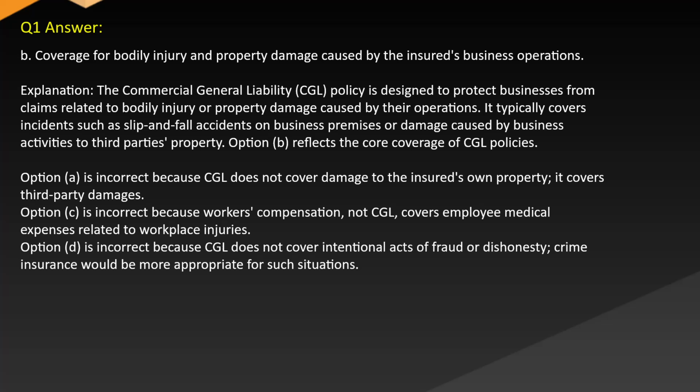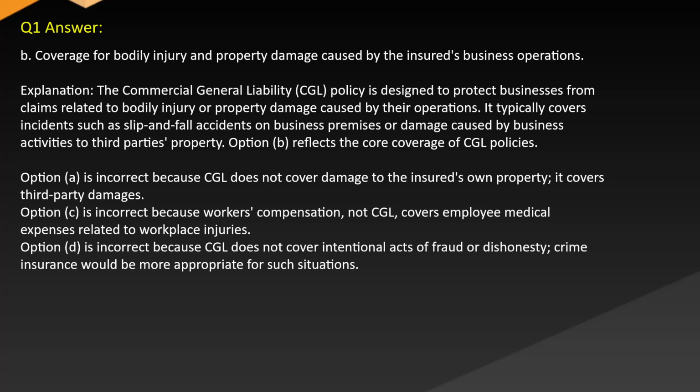Answer: B. Coverage for bodily injury and property damage caused by the insured's business operations. Explanation: the Commercial General Liability (CGL) policy is designed to protect businesses from claims related to bodily injury or property damage caused by their operations. It typically covers incidents such as slip and fall accidents on business premises or damage caused by business activities to third parties' property. Option B reflects the core coverage of CGL policies.